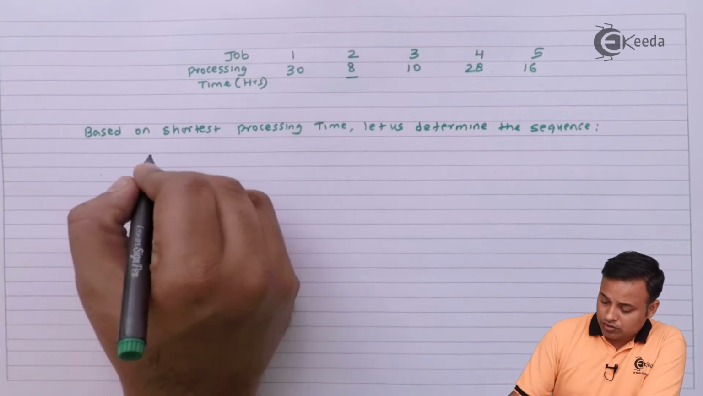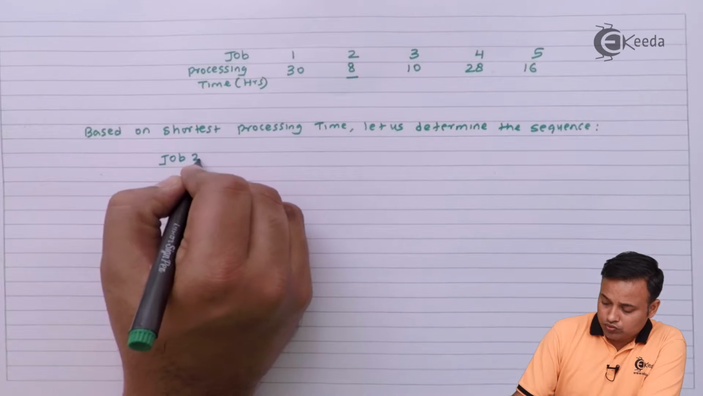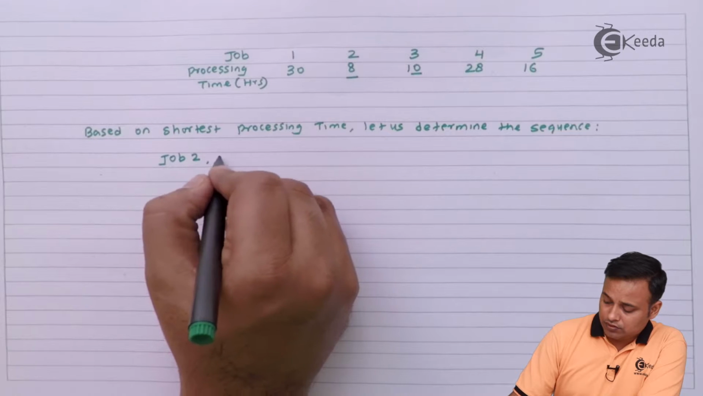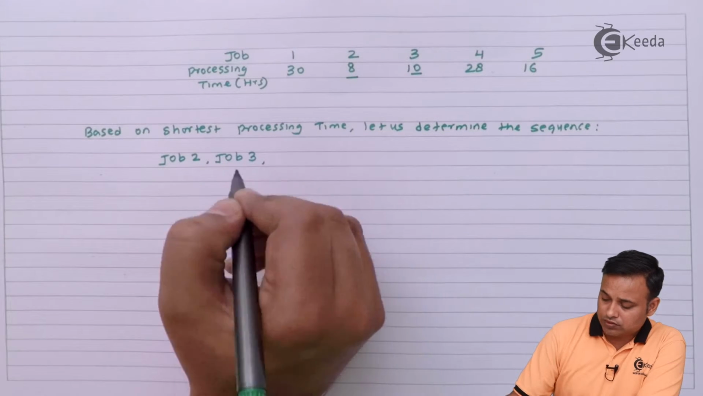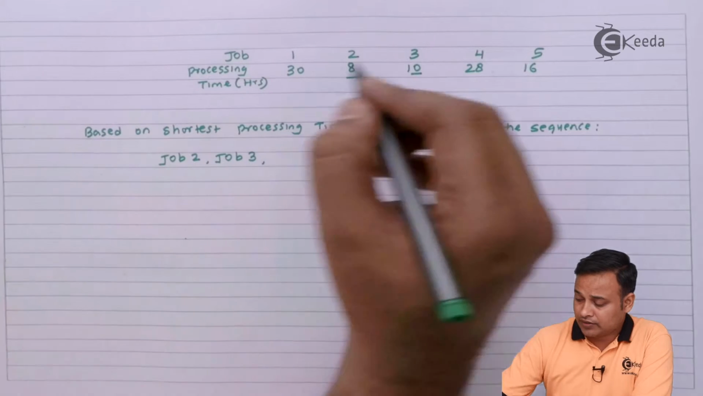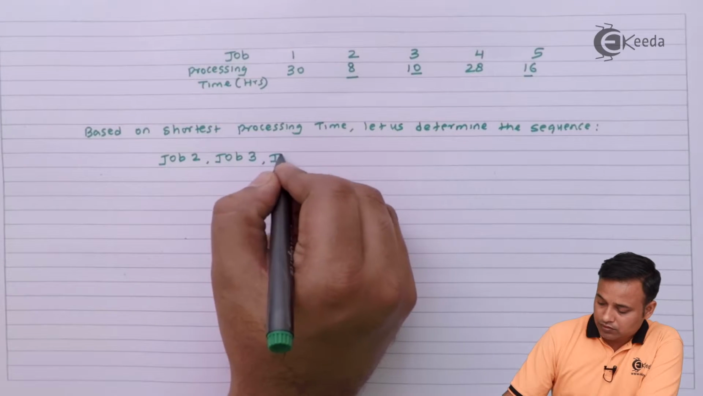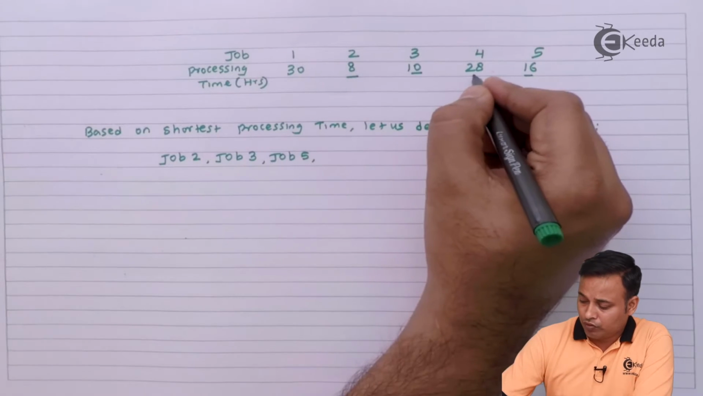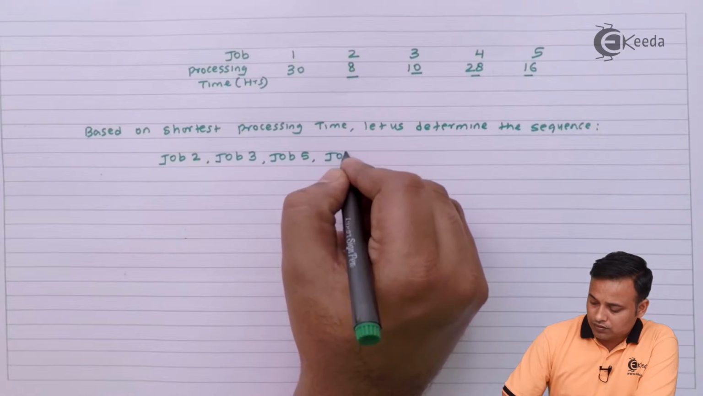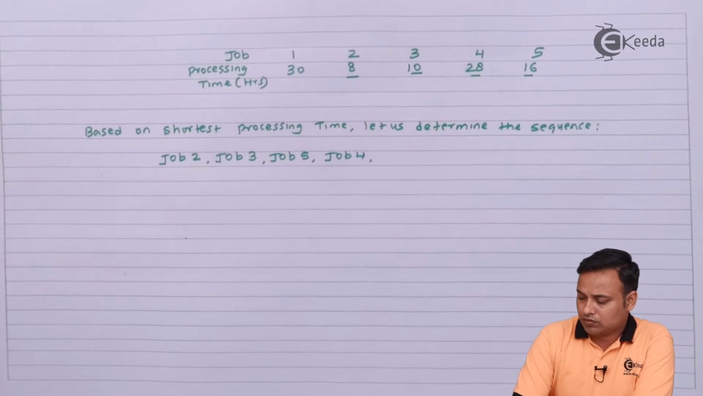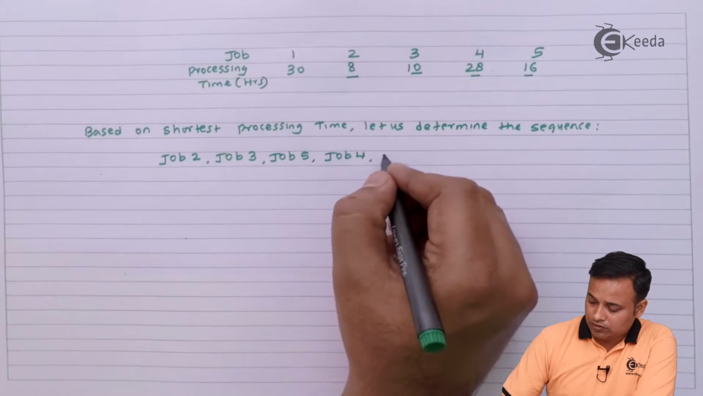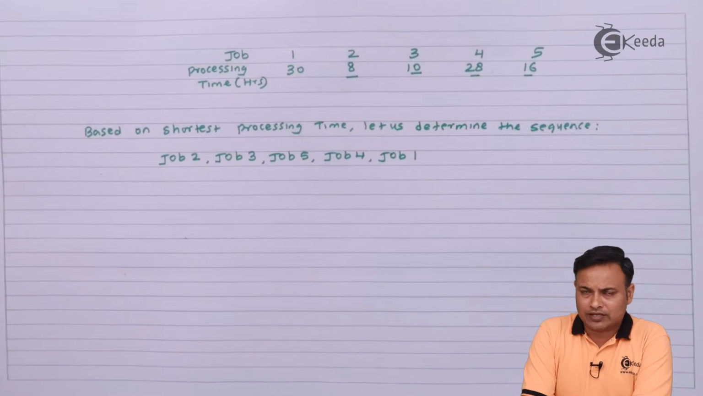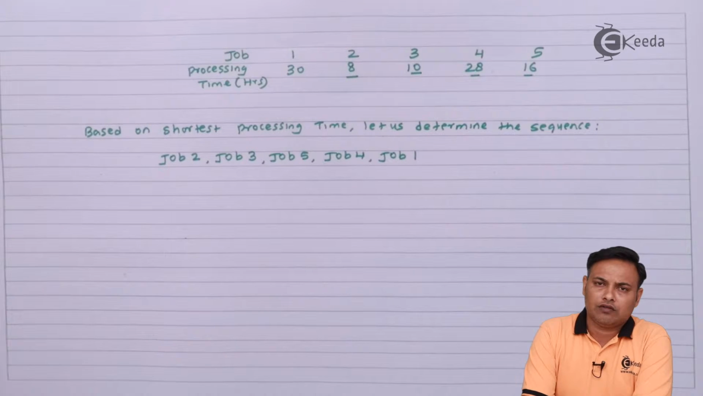8 hours. So first will come job number 2. Then next is job 3, 10 hours. Second will be job 3. Next will be job 5, 16 hours. Job 5. Next will be job 4, 28 hours. Job 4. And then last will be job 1 which takes the maximum time. Now once I decide the sequence, I will find out the mean flow time.